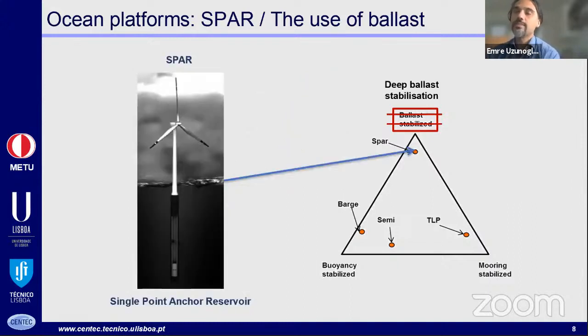SPAR is exactly this type of a platform. You see an example on the left. This is an abbreviation, SPAR, single point anchor reservoir. And it is a deep ballast stabilized platform. The idea is to add ballast deep in the structure to serve as a countering moment.